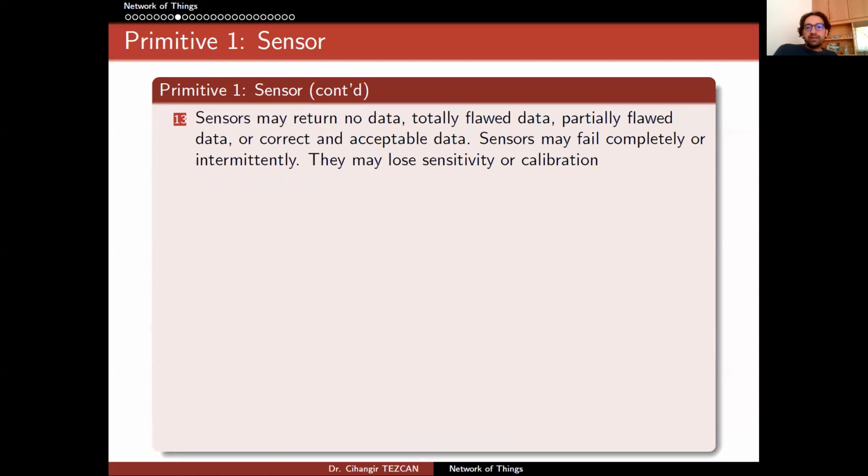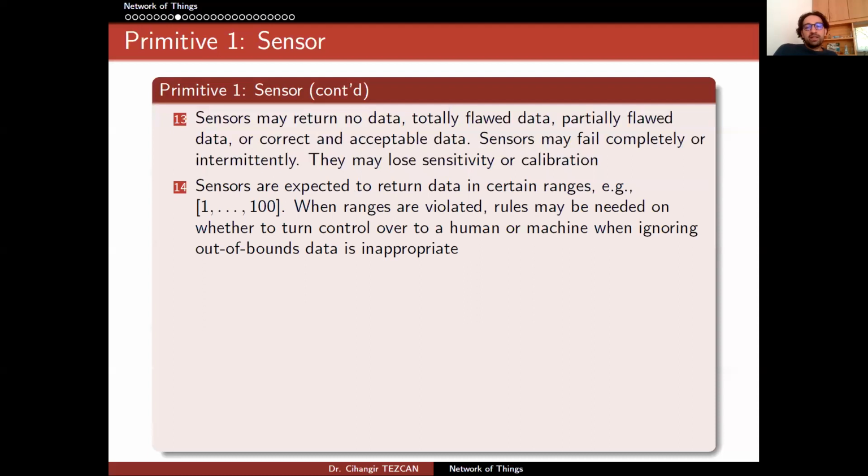Sensors may return no data, totally flawed data, partially flawed data, or correct and acceptable data. Sensors may fail completely or intermittently. They may lose sensitivity or calibration. So these are the things people have to look at in their network of things. Sensors are expected to return data in certain ranges, for example, between 1 to 100. When ranges are violated, rules may be needed on whether to turn control over to a human or machine when ignoring out-of-bounds data is inappropriate.